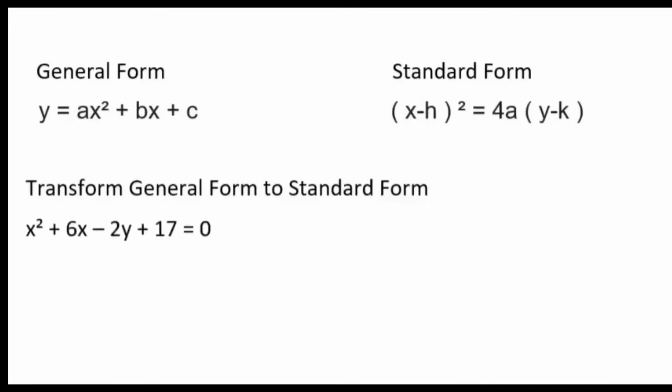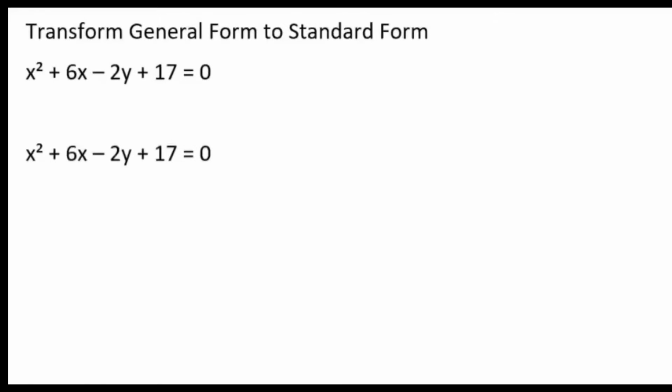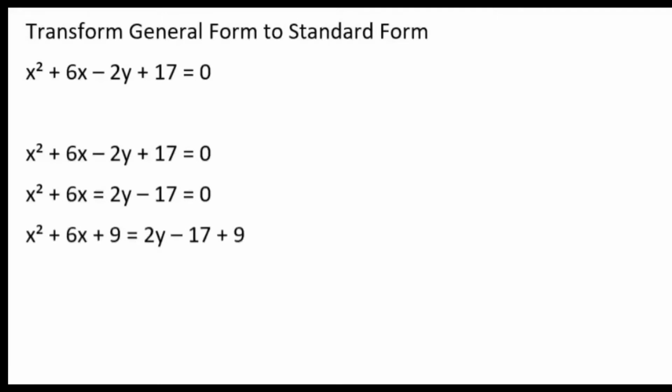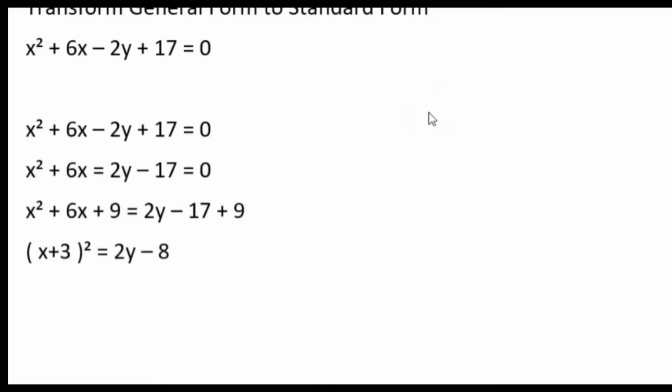For example, x squared plus 6x minus 2y plus 17 equals 0. So for x squared plus 6x, we're going to move the other terms to the right side, so it will become equal to 2y minus 17. Next, we need to make our left side a perfect square trinomial. Now, x squared plus 6x plus 9 equals 2y minus 17 plus 9. Then simplify, it will become the quantity of x plus 3 squared equals 2y minus 8.